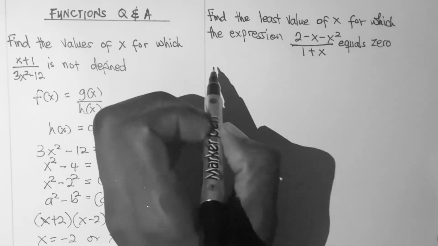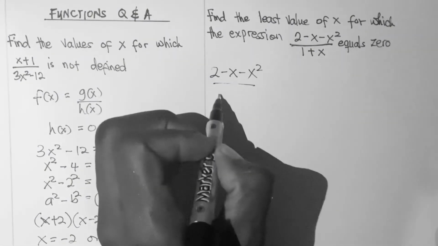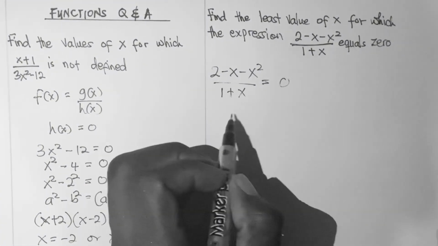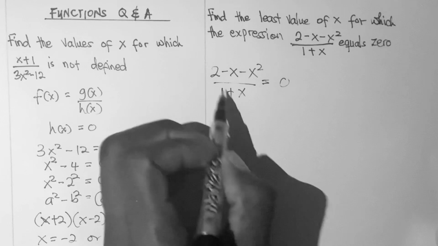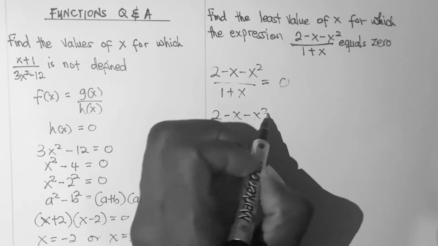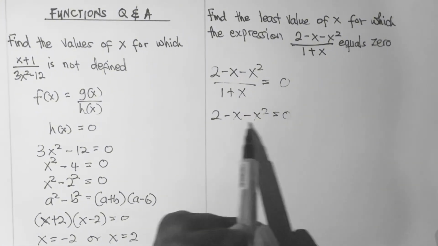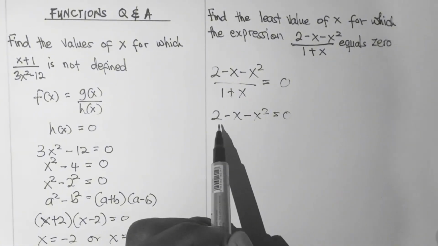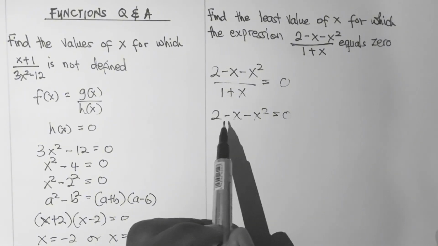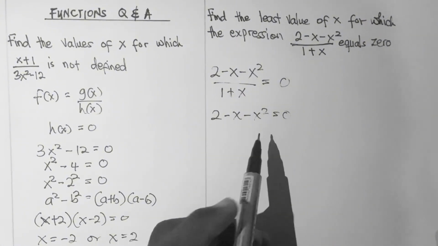Find the least value of x for which this expression equals 0. So what it means is that all we have to do is to take this expression and equate it to 0. Now, if you multiply through by 1 plus x, that will go away. So we'll be left with 2 minus x squared equals 0. However, you see that minus 1 times 2 is minus 2. So we need two numbers that, if we multiply, you get minus 2, but if we add, we will get minus 1.